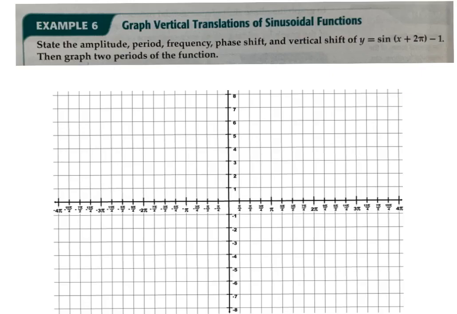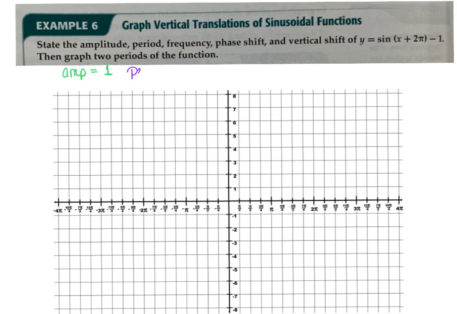All right, graph vertical translations. State the amplitude, period, frequency, phase shift, and vertical shift of y equals sine of x plus 2 pi minus 1, then graph two periods of the function. All right, amplitude, that's my A. Amplitude here is 1, all right?